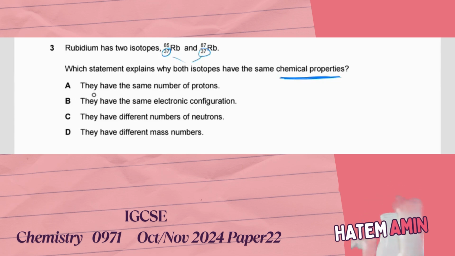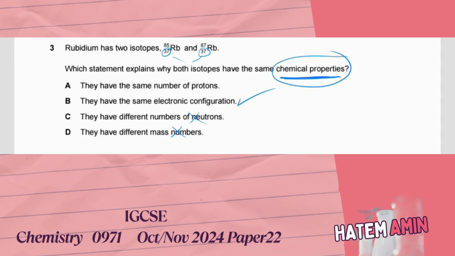The first option: they have the same number of protons. Of course they have the same number of protons, but let me check. They have the same electronic configuration. Yes, this is correct. But which one should we exclude first? They have different numbers of neutrons. Yes, they do, and that is why they are isotopes. But this does not affect the chemical properties; it affects the physical properties, like the mass. They have different mass, but that does not affect the chemical properties which we are looking for.